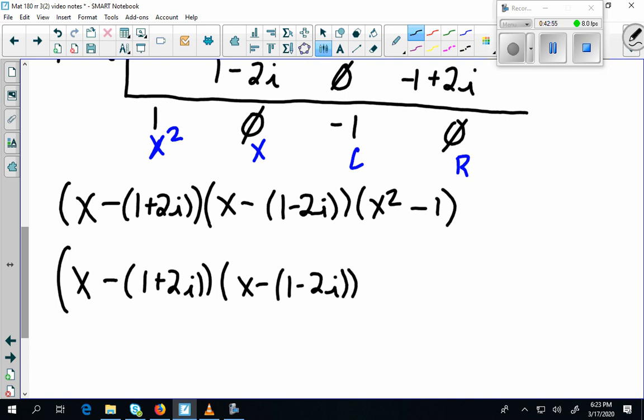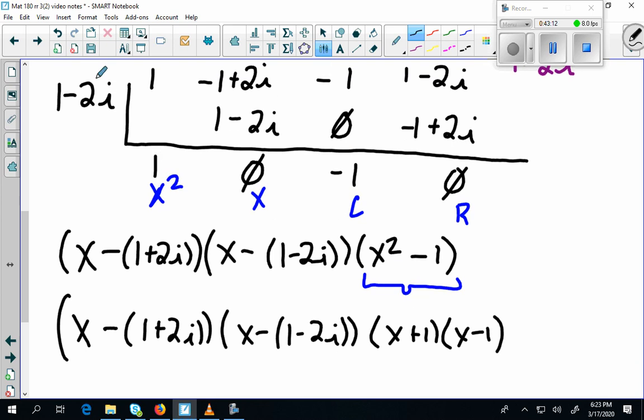And then to fully factor this last factor, that's the difference of squares. So I know it's going to be x plus 1, x minus 1. And that's it. I'm now fully factored. This really wasn't too bad. I know you were nervous thinking about writing these complex numbers down as coefficients, but then look how nicely that all turned out.